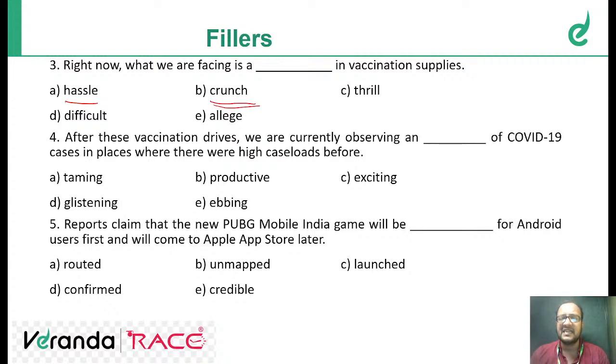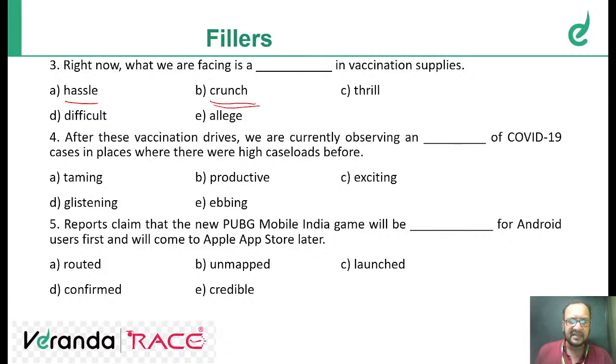Thrill means excitement. Allege means to blame someone. So that cannot be the answer. Crunch is the correct answer because right now what we're facing is a crunch in vaccination supplies. That would serve the purpose. After these vaccination drives, we are currently observing an dash of COVID-19 cases in places where there were high case loads before. Observing an. Okay.